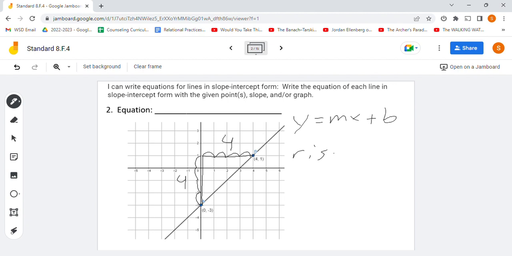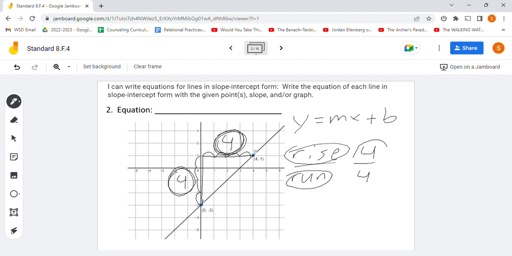Now, slope is a fraction. Rise over run is supposed to help us remember which one goes where. The 4 up and down right here is our rise, and the 4 to the right here is our run. Now it's not typical that those two are the same numbers, so you'll need to make sure that rise is up and down and run is side to side. We simplify this when we can. 4 divided by 4 is 1, so I'm going to write my slope just as 1.